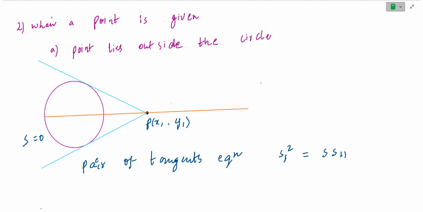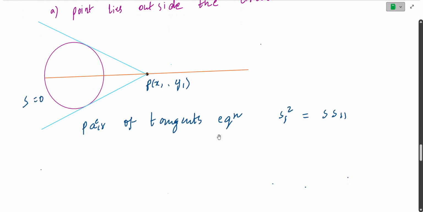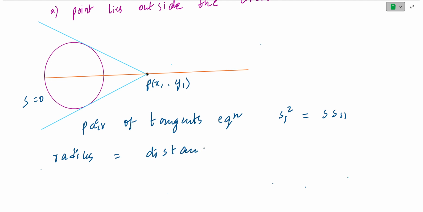The other way can be the traditional way, where we can always apply the r = d condition. r = d means the radius of the circle should be equal to the distance from the center. This is the condition for a straight line to be a tangent, so I can always apply this condition to find the equation of the tangents.